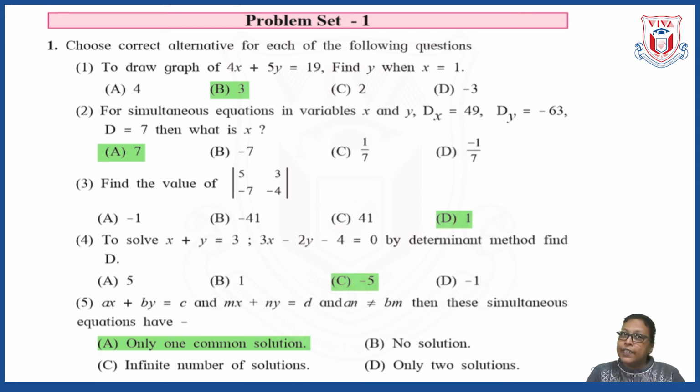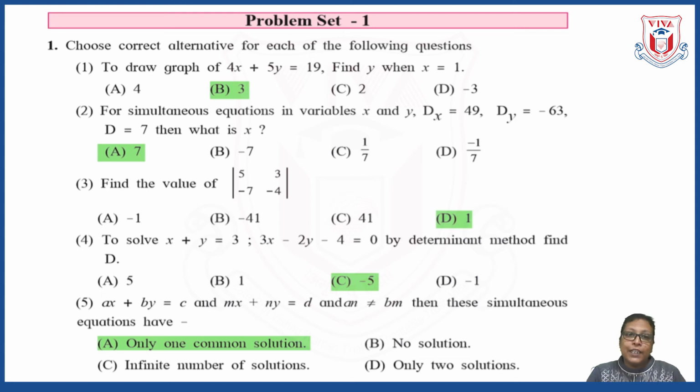Question number 2 is very easy. It depends on the Cramer's rule. For simultaneous equations in variables x and y, Dx is 49, Dy is minus 63, and D is 7. Then what is x? So just recall Cramer's rule, that what is x? x is Dx upon D. So 49 divided by 7, the correct answer is 7. That is option A. In exam only you have to write down the option A, B, C, D. Even it is not compulsory to write down the answer. Okay, only writing the correct option is enough.